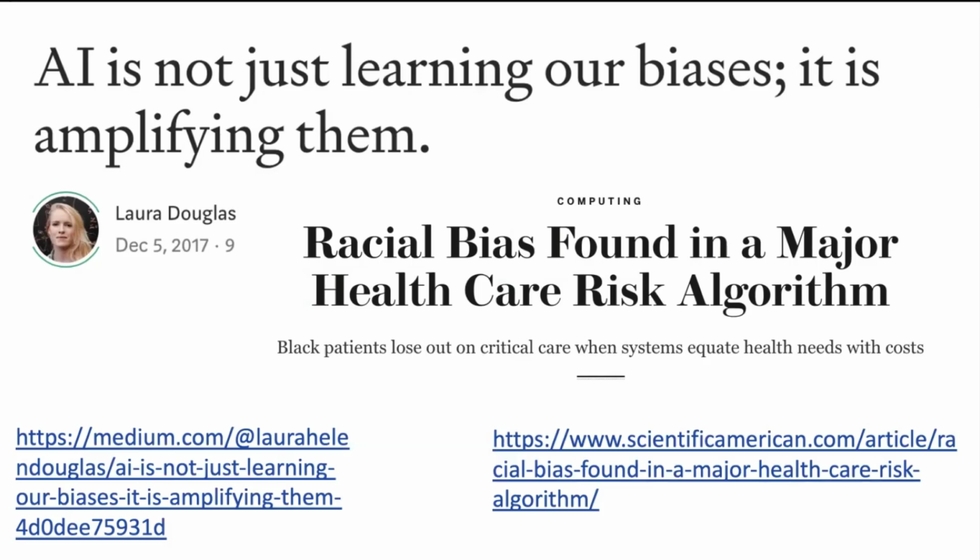We see this in facial recognition. We see this in the biases of healthcare risk algorithms. So all of these are really a concern. Some people might argue that it's just the data, but it's not just the data.